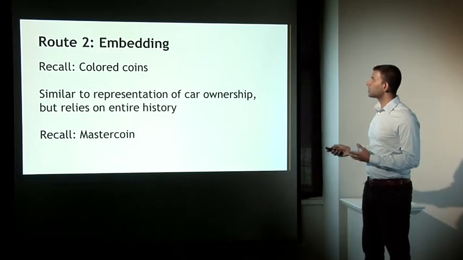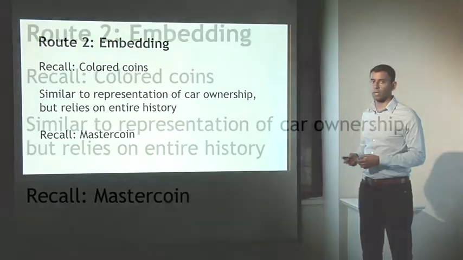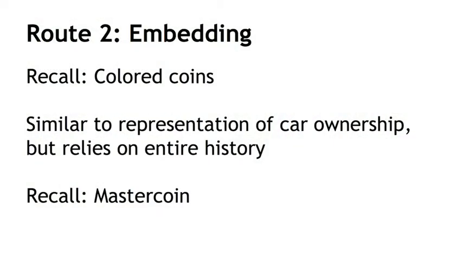All right, so now let's move to the second possible route, which I'm going to call embedding, and is also quite popular. What embedding is all about is it still uses the actual Bitcoin blockchain, but instead it comes up with some sort of arbitrary, maybe quite complex representation scheme for encoding different real-world semantics into the Bitcoin blockchain. One example of this is colored coins, which you saw in lecture 9.